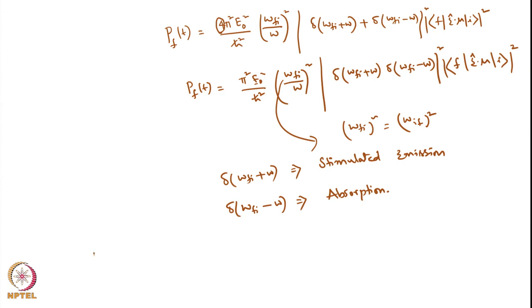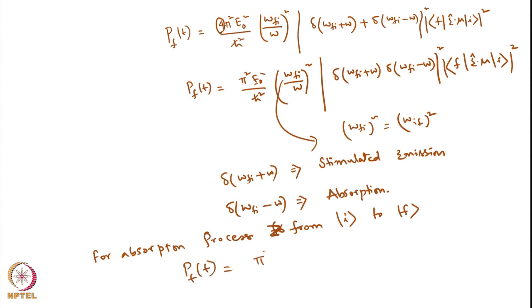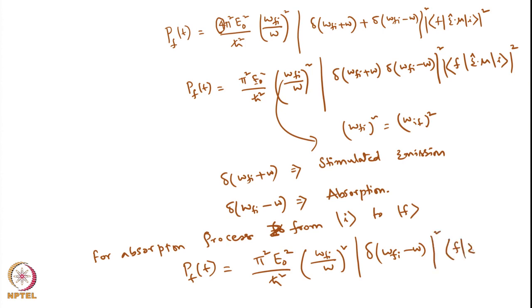So if we consider the absorption process from an initial state i to a final state f, then P f of t is given by pi square E naught square by h bar square, omega fi by omega square, del omega fi minus omega square, f epsilon dot mu i, whole square. That is the transition probability for the absorption process going from an initial state i to a final state f.